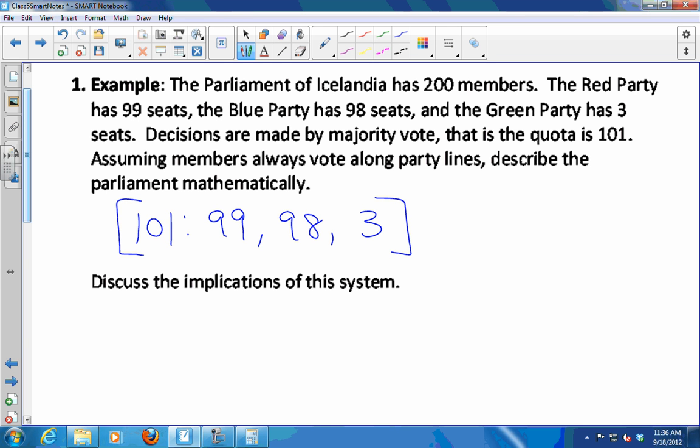So what do you think about this system? Who has power? Who doesn't have power? The little guy has all the power? No, because even if the 98 and the 3 are, 98 and 3 is 101. Determining factor. Really? Well, you could either get a determining factor or no factor. Yeah, if 99 and 98 get together.